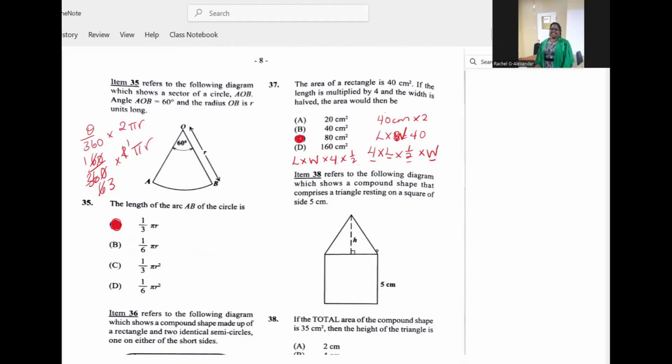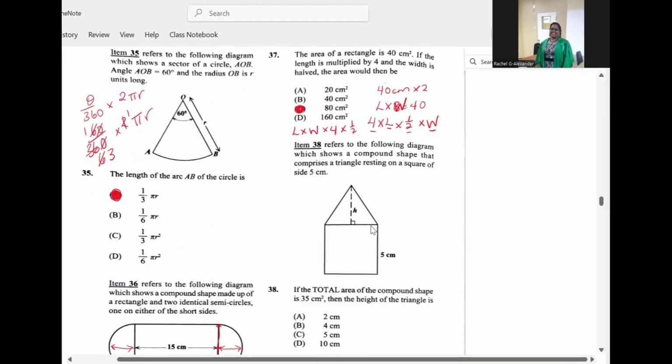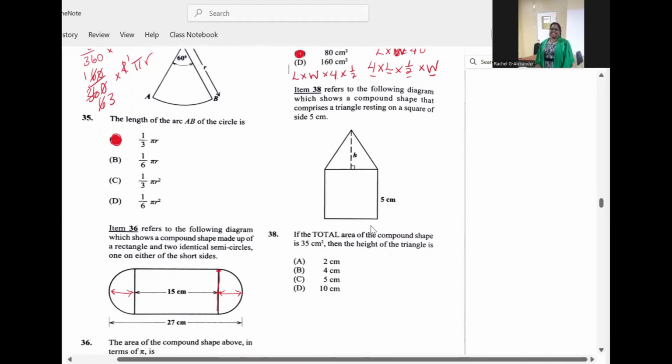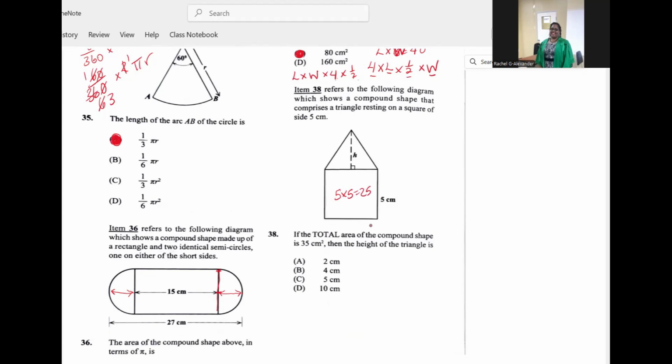Next question. Item 38 refers to the following diagram, which shows a compound shape that comprises a triangle resting on a square of side 5 centimeters. If the total area of the compound shape is 35 cm², then the height of the triangle is what? So the square is 5 by 5, which is 25. And the total area is 35, which means that the area of the triangle is 10 cm², because the 10 coupled with this one will give us the total 35, right?